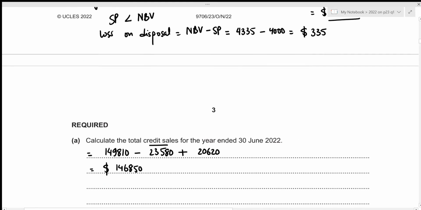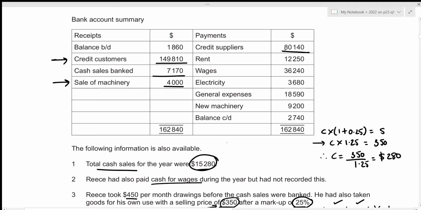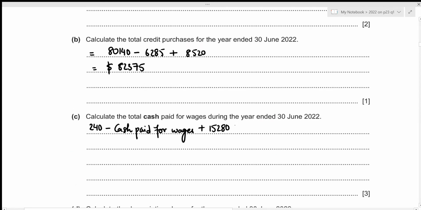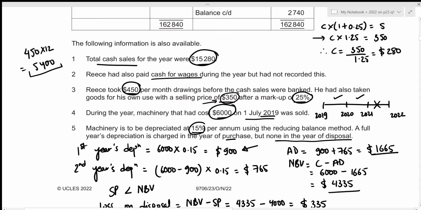Okay. And then we are told that Reese took 450 per month drawings before the cash sales were banked. So the total annual drawings would be 450 times 12, which results in 5,400. This is the amount that Reese is taking for his personal use, which means that the amount is being deducted. So this is basically a cash outflow, which should be subtracted in our statement. Let's subtract it. That will be minus 5,400.